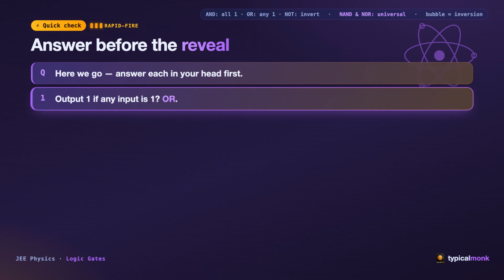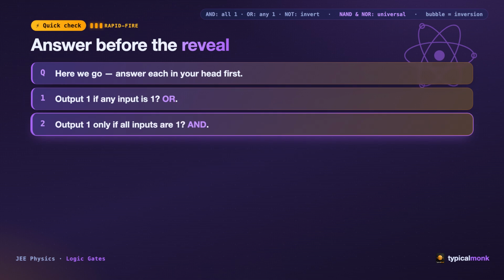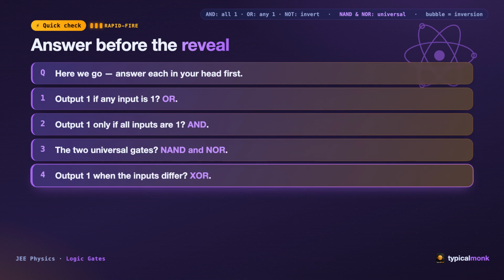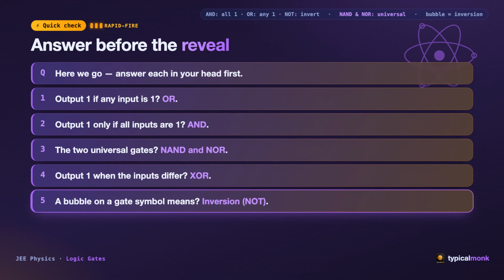Here we go. Question 1. Output 1 if any input is 1, the OR gate. Question 2. Output 1 only if all inputs are 1, the AND gate. Question 3. The 2 universal gates, NAND and NOR. Question 4. Output 1 when the inputs differ, the XOR gate. And question 5. A bubble on a gate symbol means inversion, that is, not.